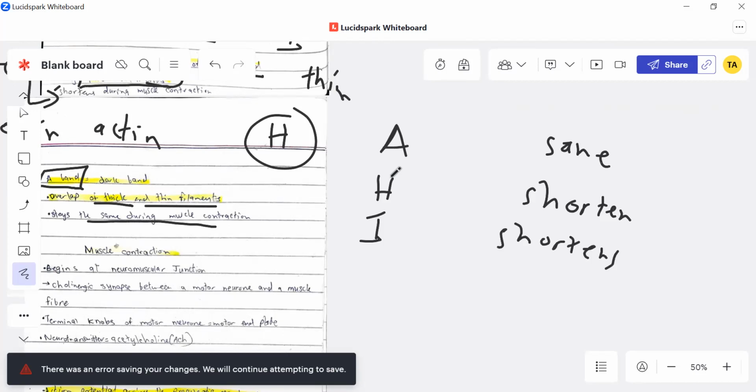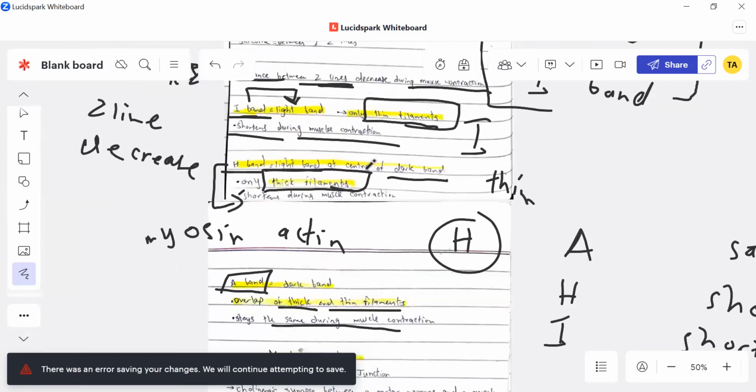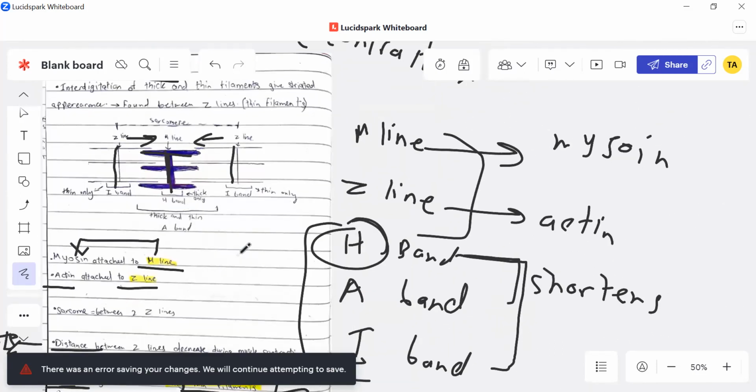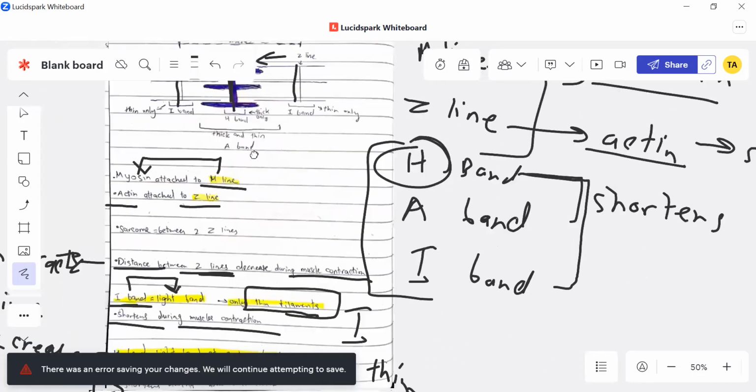The H band is made up of thick filaments. The I band is made up of thin filaments. The A band is made up of both the thick and the thin filaments. So yeah, and the Z line. Remember, the Z line has actin. The M line has myosin. And the Z line, remember, will also shorten during muscle contraction.